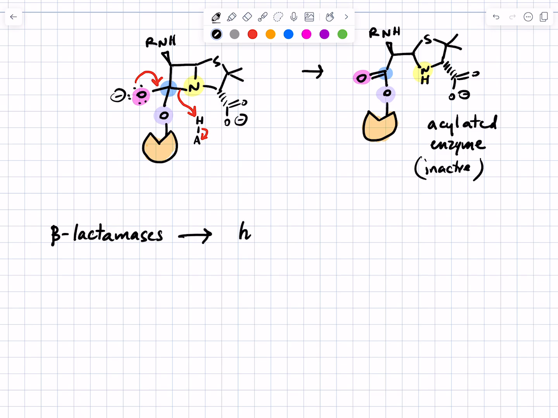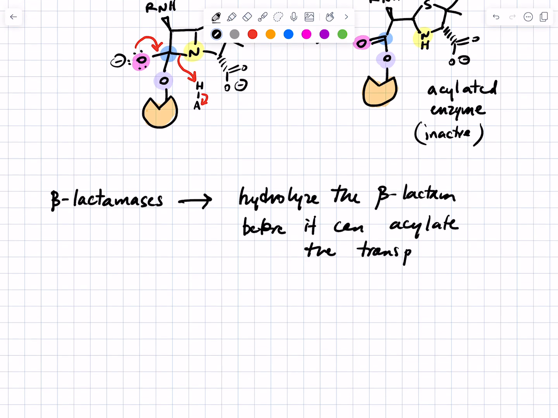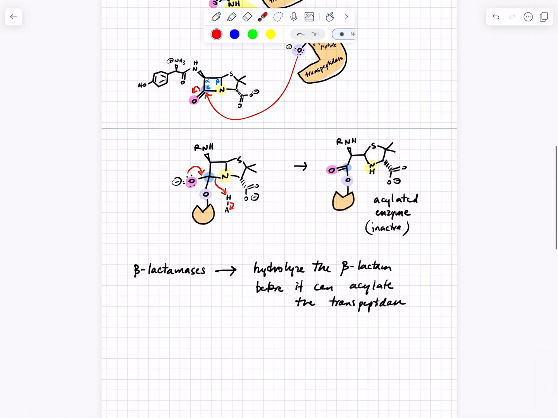And the job of the beta-lactamase is to hydrolyze the beta-lactam before it can acylate the transpeptidase enzyme that does the bacterial cell wall synthesis. So in a way, bacteria are taking advantage of the thing that makes the antibiotic effective in the first place, which is the ring strain. They've developed an enzyme that simply hydrolyzes that, gets rid of the ring, and then it's no longer a good electrophile. All right. Anything more we need to say about that?